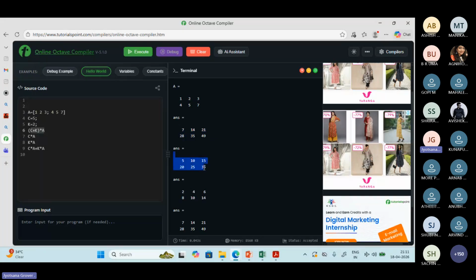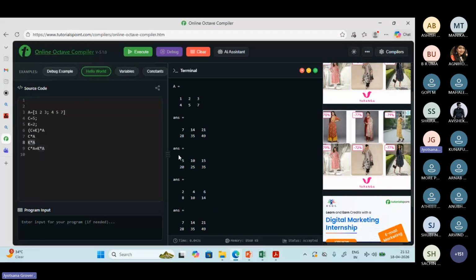Now this is C into A. C is 5. 5 into A will be 5 into 1 is 5, 5 2s are 10, 5 3s are 15, then 5 4s are 20, 5 5s are 25. You are multiplying every entry of A with the C. C is 5. Now, second thing is K into A. You multiply every entry of A with the K. K is 2. So 2 into 1 is 2, 2 into 2 is 4, 2 into 3 is 6, 2 into 4 is 8, 2 into 5 is 10, 2 into 7 is 14.